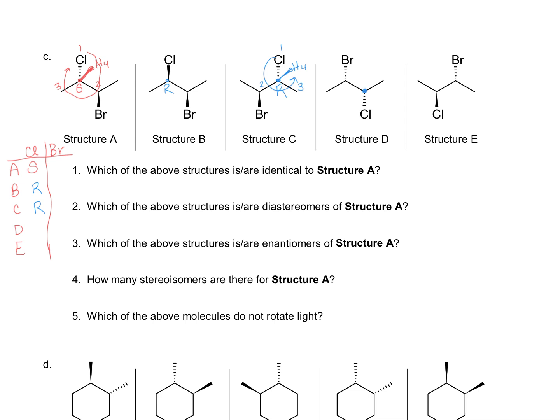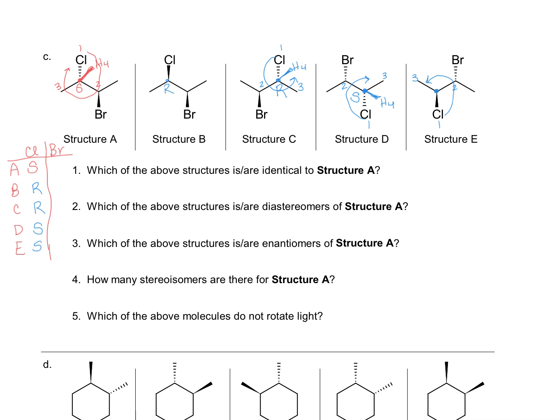This one also does not look the same. So 1, 2, 3. Hydrogen is in the front. So it looks R, but the hydrogen's in the front, so we switch it. It's S. And again, this one doesn't look the same as any of them. So 1, 2, 3. This one's going to be S as well.